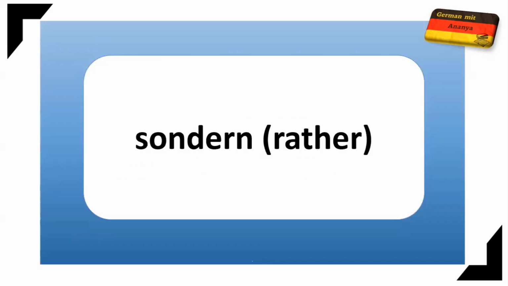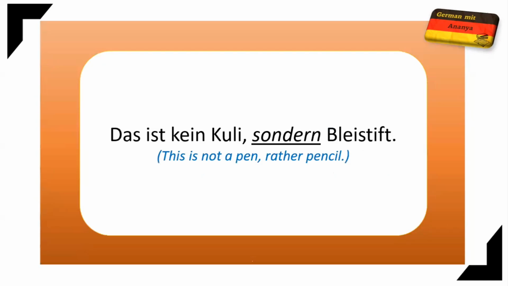Next is sondern, which means rather. Das ist kein Kuli, sondern Bleistift. This is not a pen, rather pencil. This one is very easy.